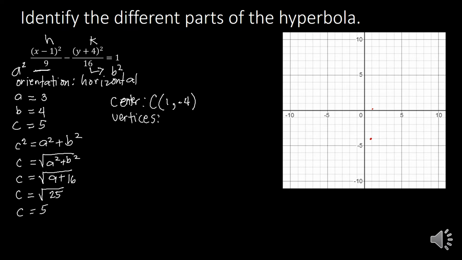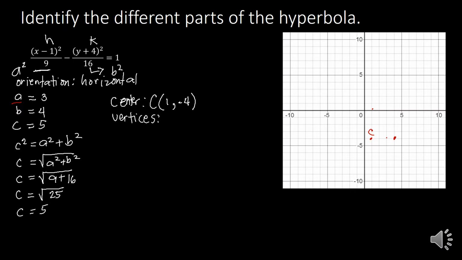So whatever you've got there as a value of A, we will be using that one to locate our vertex. Since our A is 3, and this is a horizontal orientation, we will be moving horizontally from the center 3 units to the right and left. So we have here the center, and we have 1, 2, 3. This will be our first vertex.